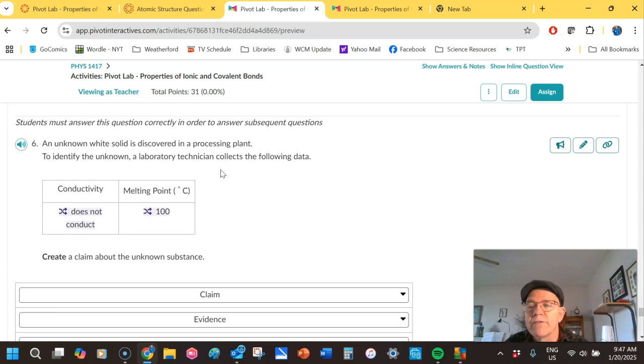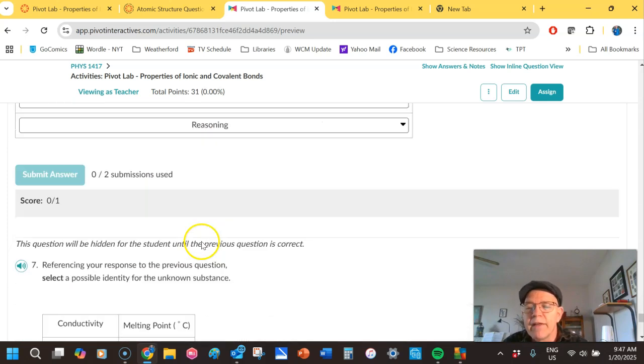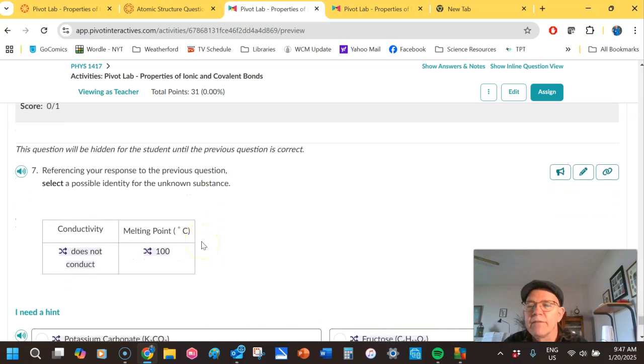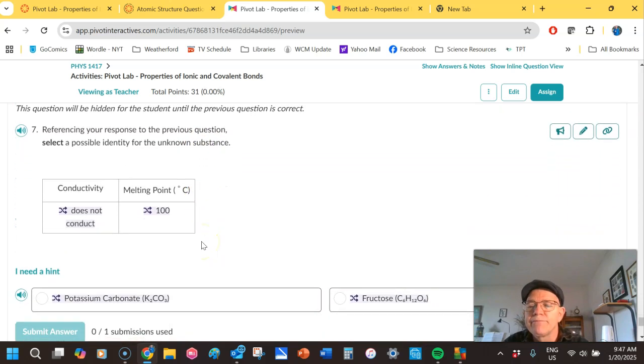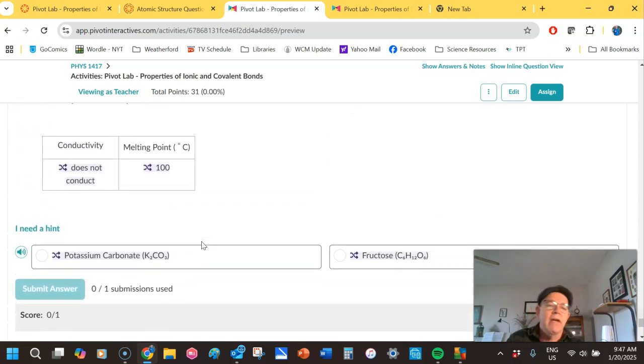So basically that's it. Here's the same thing. They've given you an unknown white solid. They give you the conductivity results, the melting point, and based on that, they want you to come up with what you think it is, okay? So, and then they give you another one here to practice on, okay? So basically it gives you a little bit of an idea of how this will work.